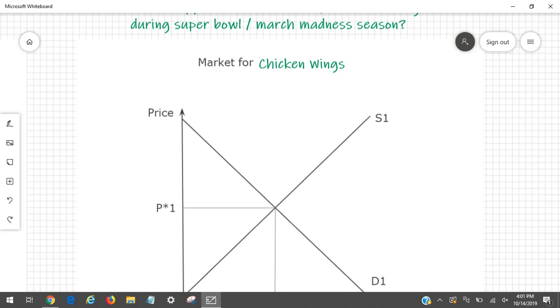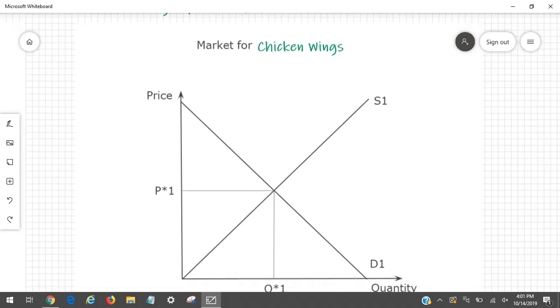Because basically, during March Madness and Super Bowl season, consumers prefer chicken wings more than they do at other times of the year. So there's an increase in the taste or preference for chicken at this particular time of year. Okay, but the overall effect would be an increase in demand for chicken wings at that time of year. So I'm going to draw an increase in demand.